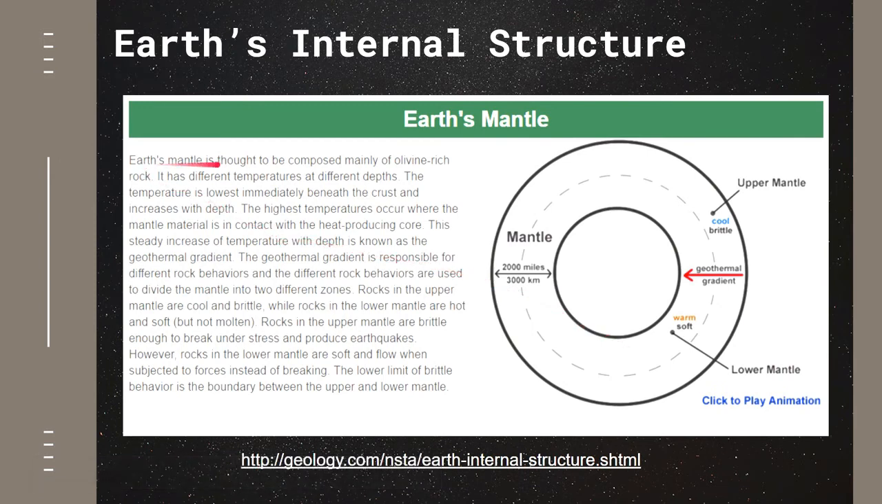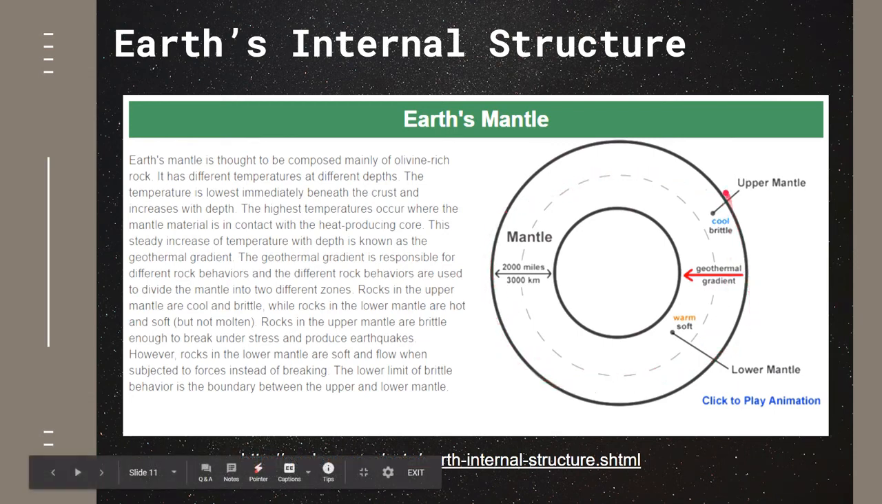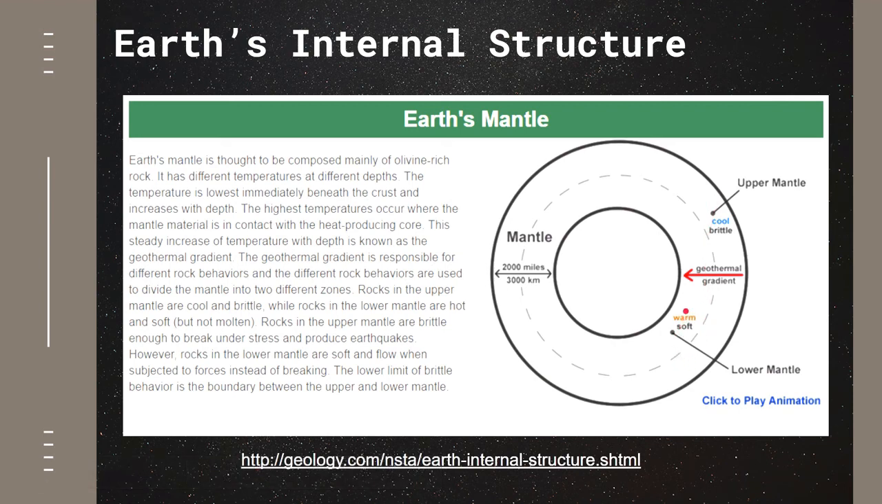The Earth's mantle is thought to be composed of olivine-rich rock. There are different temperatures along the different layers. The upper mantle is generally cool but made up of brittle substances, while the lower mantle is made up of soft materials and is generally warmer.